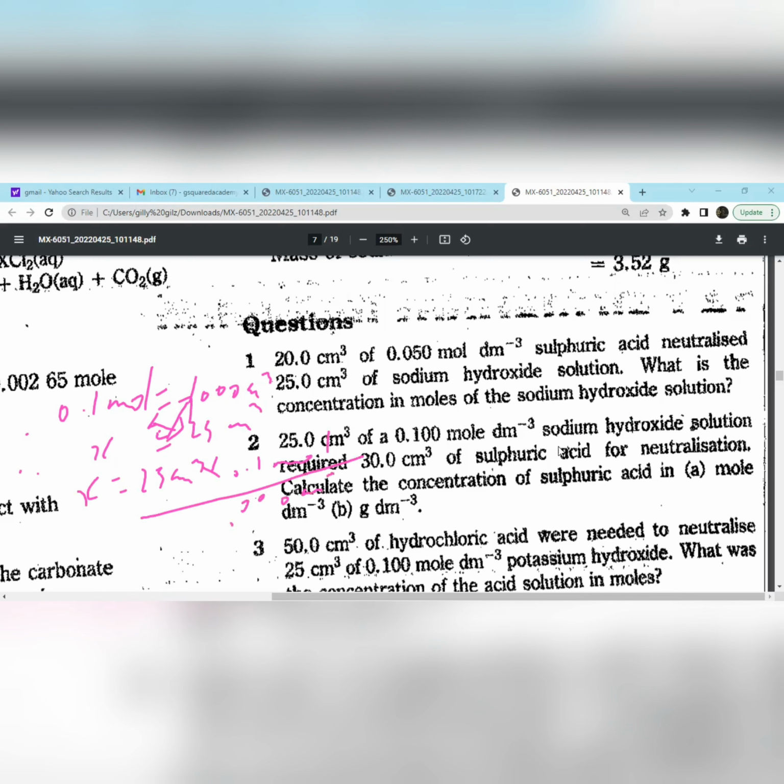1,000 centimeters cubed. And so X in that case would be equal to 2.5 times 10 to the minus 3 moles. And of course, this is the moles of sodium hydroxide. Remember, this is question 2 that we're looking at. All right, so that's the moles of sodium hydroxide in 25 mils.